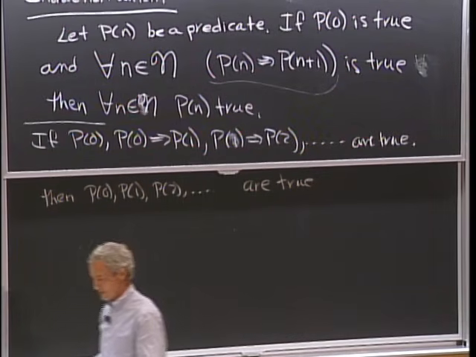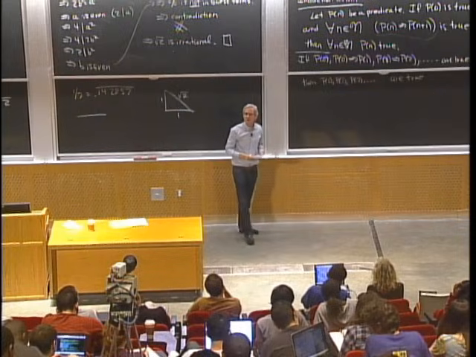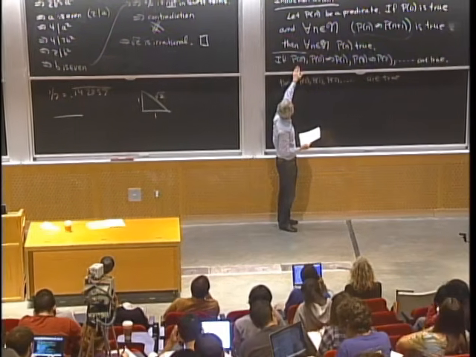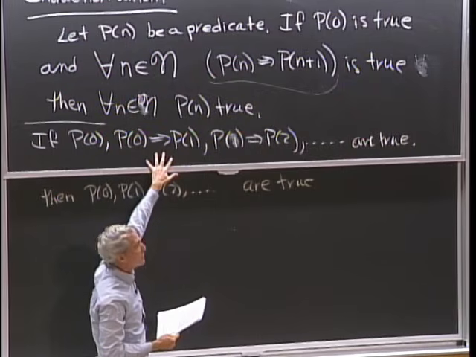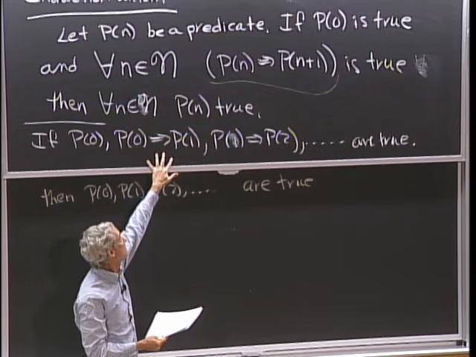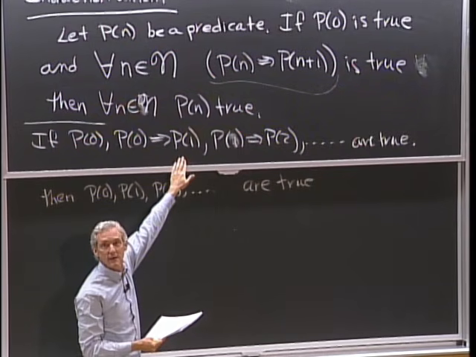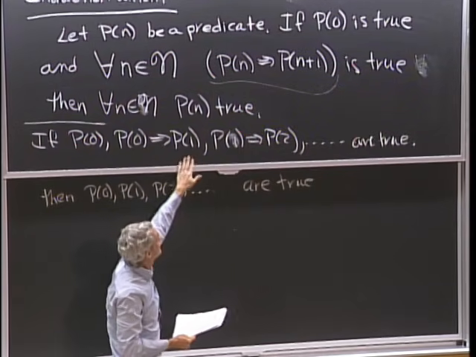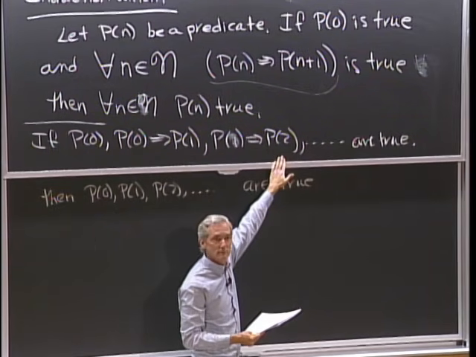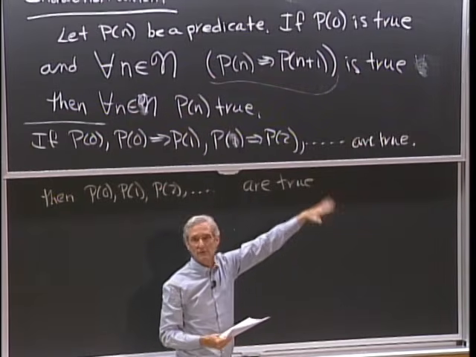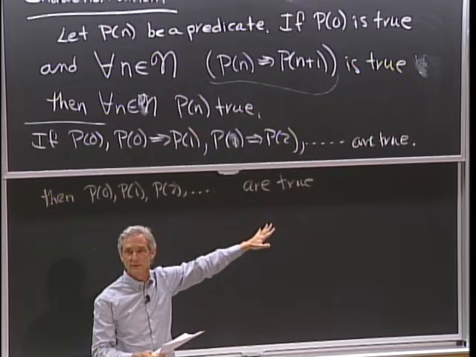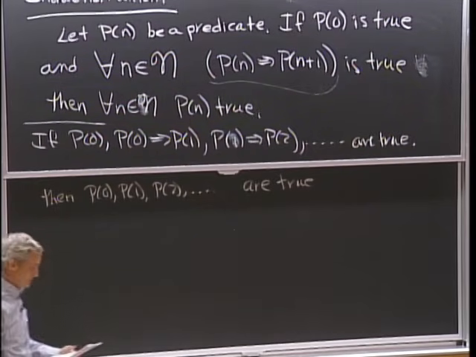Okay? Now, you can sort of see why this is a reasonable axiom. Because if P0 is true, and P0 implies P1, then by modus ponens, or one of the logical deductions, we know P1 is true. And if P1 is true, and P1 implies P2, then we know by the same reasoning P2 is true. And so on forever. Now, the reason it becomes an axiom is that "and so on forever" part of it. That's why we need it as an axiom.